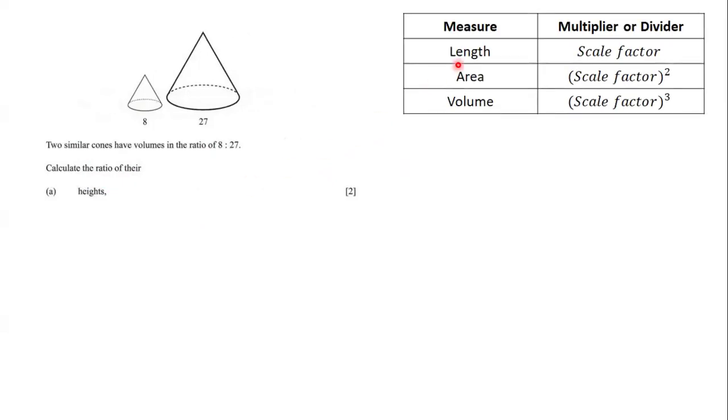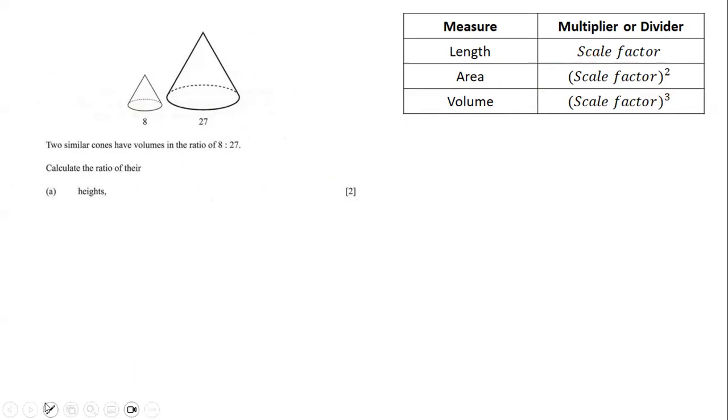And this table tells us that we have the length, and then we have the scale factor. So we have the length scale factor, and we have area, and area is going to be the scale factor squared. And then we have volume, and volume is going to be equal to the scale factor raised to the power of 3. Now, what does this mean?